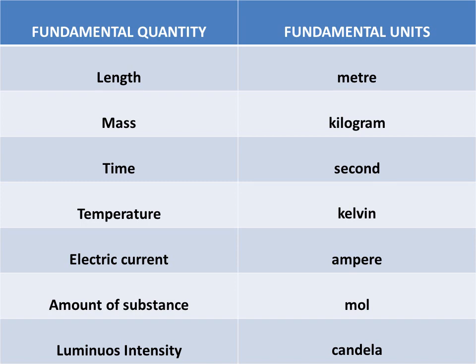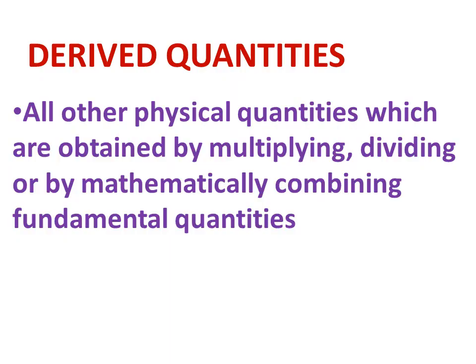Next, derived quantities. All other physical quantities can be obtained by multiplying, dividing, or by mathematically combining the fundamental quantities. These are known as derived quantities.